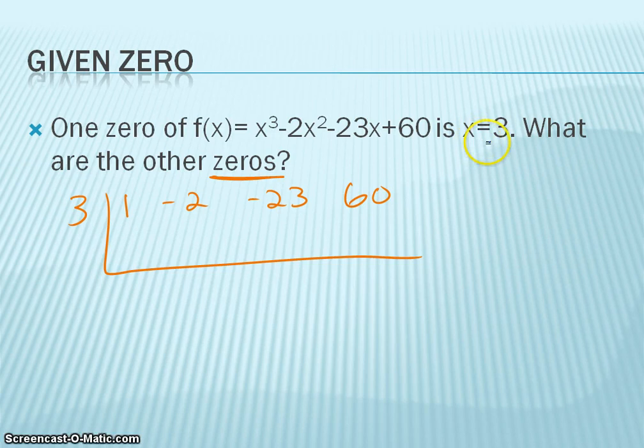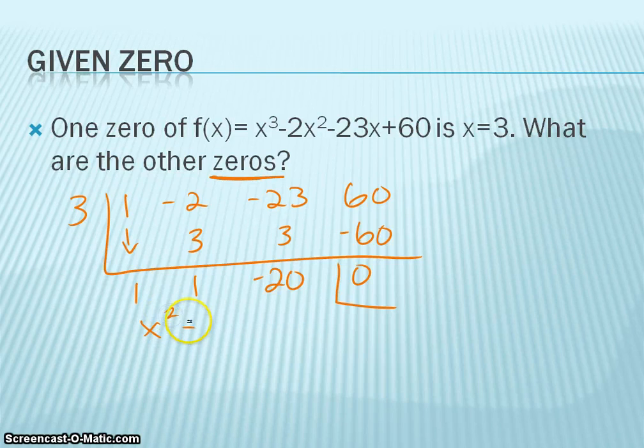Again, I know that one of the zeros is 3. Therefore, I should get a remainder of 0. If I don't get a remainder of 0, something went wrong somewhere. Maybe you forgot to add instead of subtract, but something went wrong, and do check before you go on or give up. And sure enough, I did get that 0. So, constant, linear, quadratic, and if anything, we would go forward.